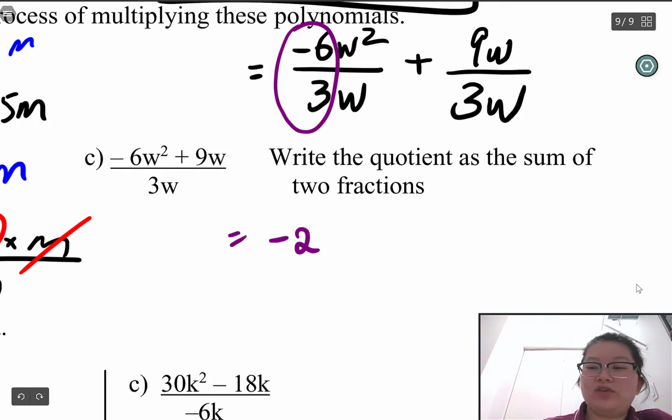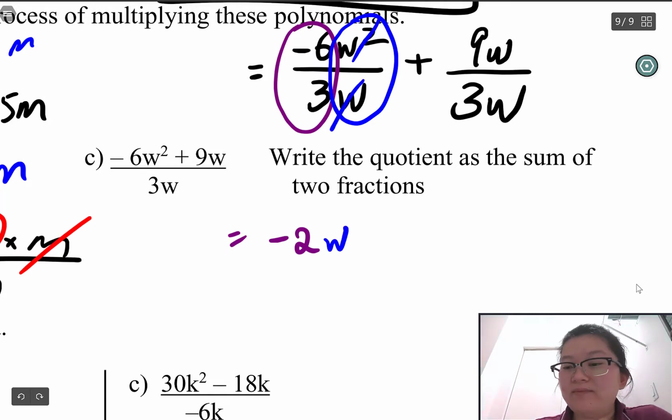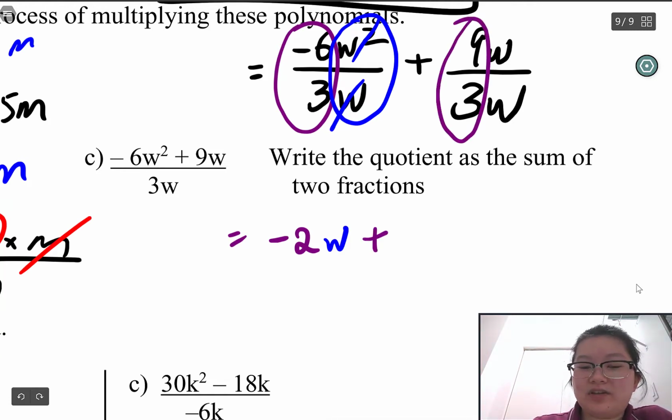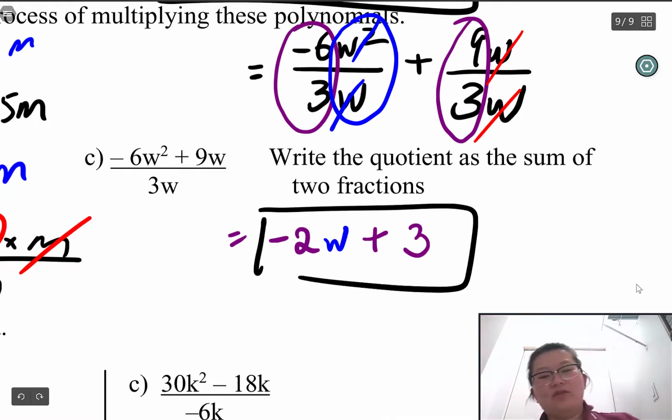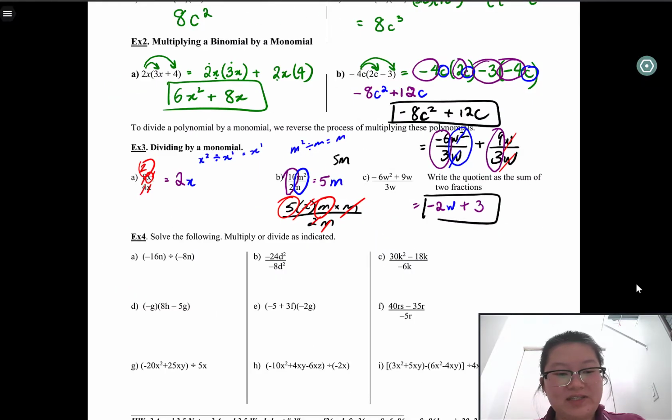Okay, fine. We'll do one term at a time. w squared divided by w gives me 1w, because one of the w's goes away. Then on the other side, I have plus, and 9 divided by 3 is going to give me 3. w divided by w is going to give me zippo, nothing. So that's it. That's the answer for C, negative 2w plus 3, okay?